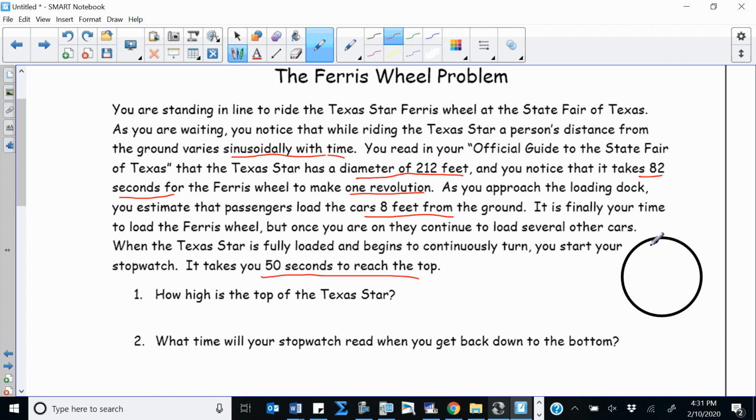Here I'm going to show a picture of the situation. Let's say this is the Ferris wheel. The diameter of this Ferris wheel is 212. And let's say this is where you're loading people. It's 8 feet above the ground. So this distance is almost 8 feet above the ground. The first question is asking, how high is the top of the Texas Star? The highest point is here. So the highest point is 212 plus 8, which is 220 feet. So this is the highest point. And of course, the lowest point is here at 8.